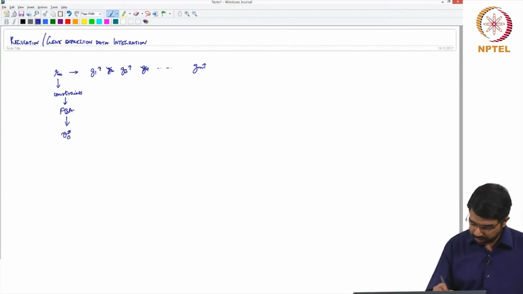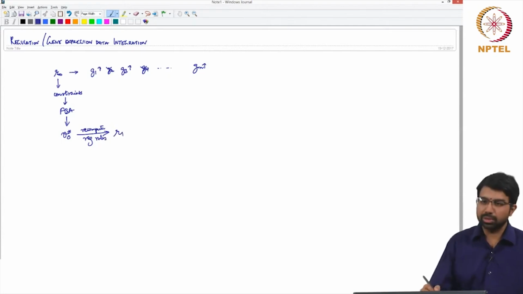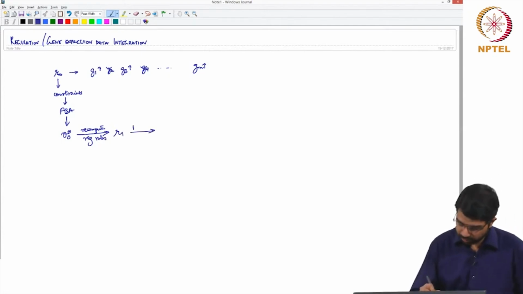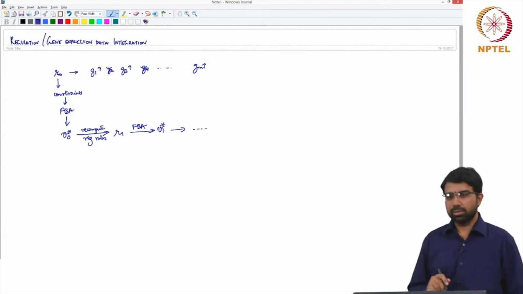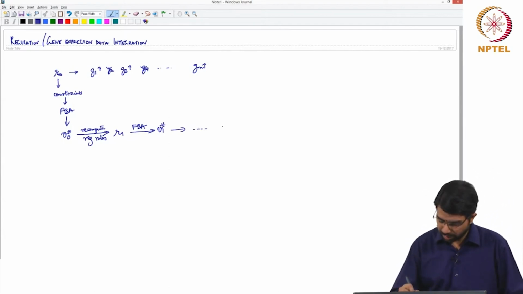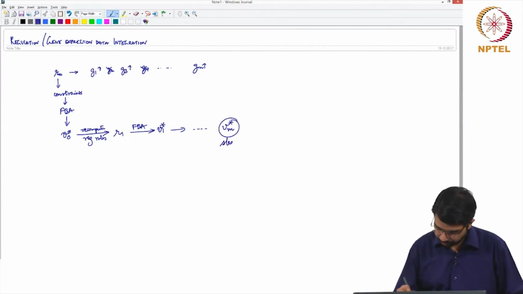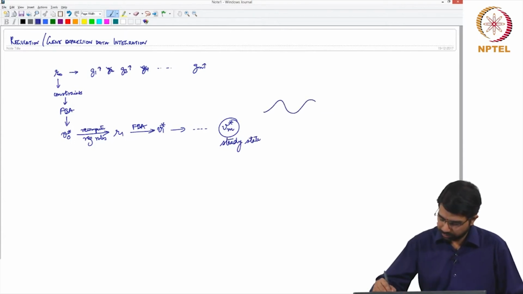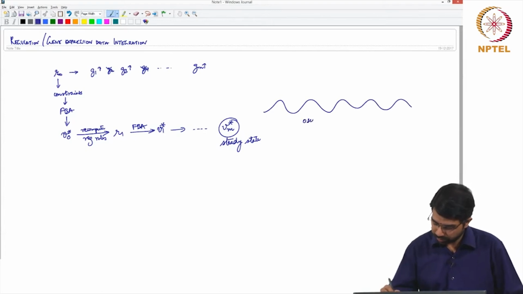You now use these to recompute regulatory rules and you arrive at a new metabolic state. Use this, perform an FBA, go on, right. Hopefully, you will really arrive at some Vm star which is a steady state. For all you know, you could also have oscillations.